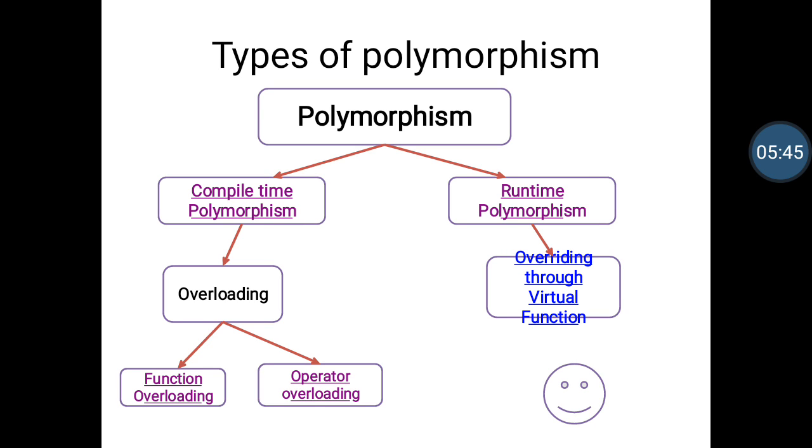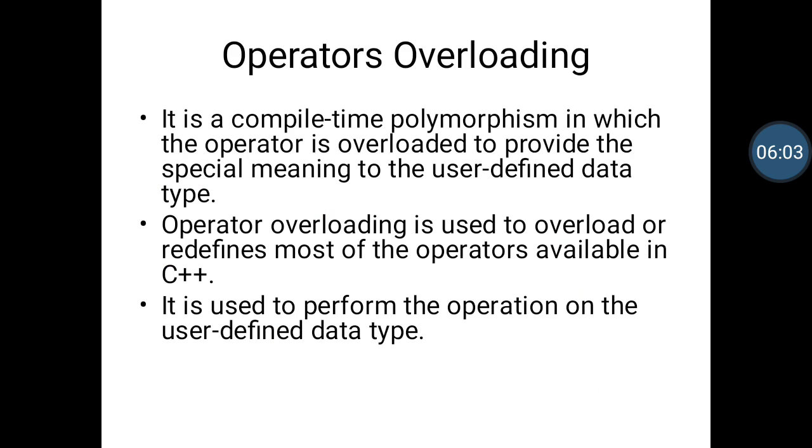Now we'll see operator overloading. Operator overloading is the procedure which allows us to declare the operators or give extra meaning to the operators of C++, which is not possible in C. Operator overloading is a compile time polymorphism in which the operator is overloaded to provide a special meaning to the user defined data type. Now we can define the class. A class is nothing but a user defined data type, and we can create an object of that. So we can use the object for operator overloading.